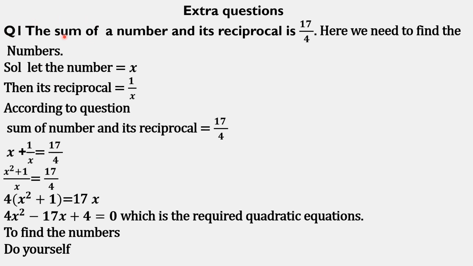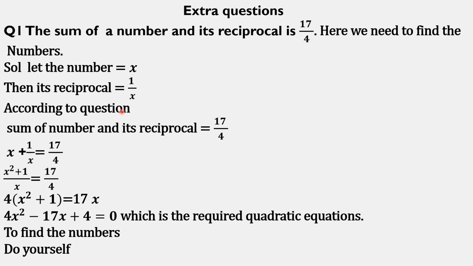Question number 1. The sum of a number and its reciprocal is 17 upon 4. Here we need to find the numbers. Solution. Here first of all we consider the number is equal to x and its reciprocal is equal to 1 upon x. Now as we have considered that the number is equal to x and its reciprocal is 1 upon x, in the question it is given that the sum of a number and its reciprocal is 17 upon 4.